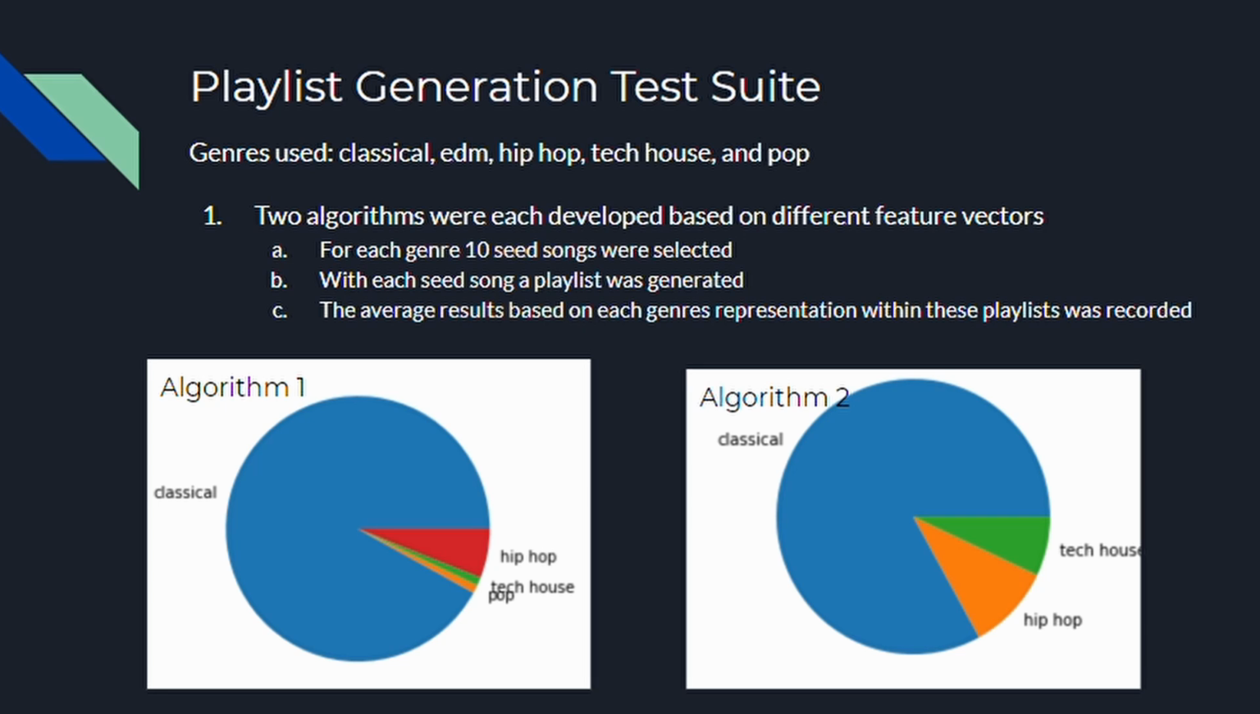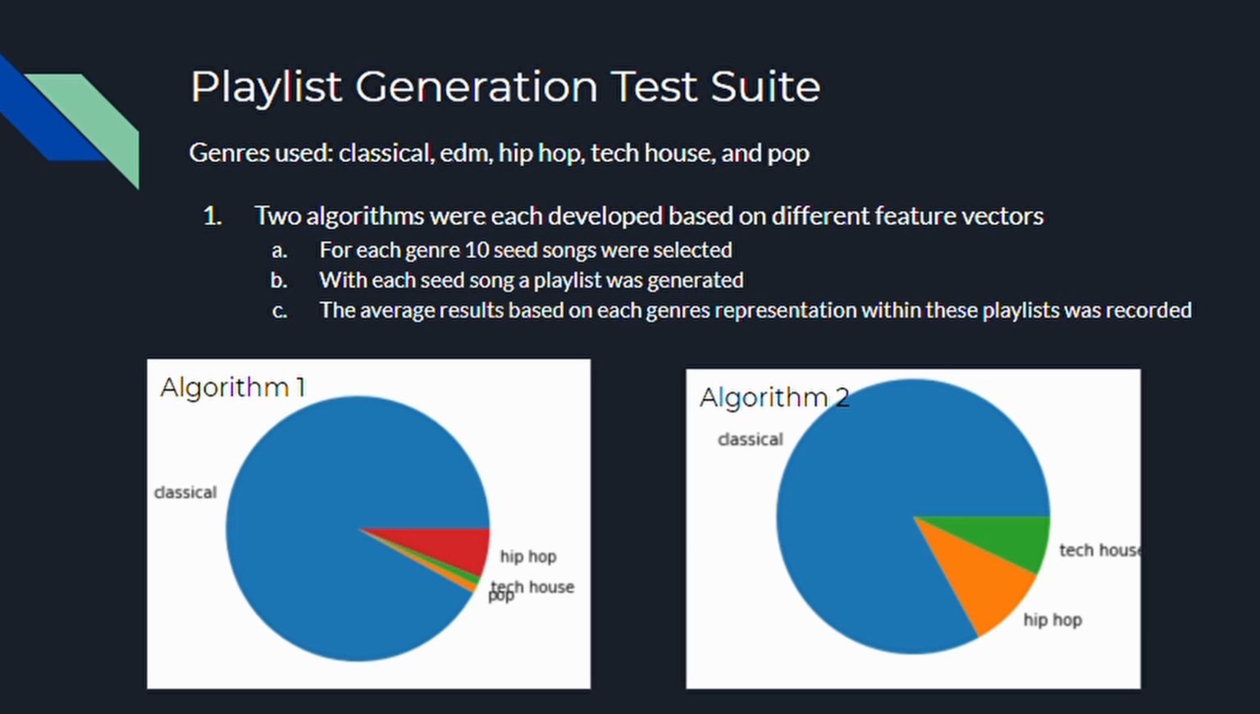After finding a suitable metric to test our use cases, we needed to set up a test suite in order to compare our results. The test suite for playlist generation is the following. We compared two algorithms. The first was solely using the MFCC feature. The second was using a combination of the MFCC, tempo, and chroma vector. For each of these algorithms, the tests were as follows.